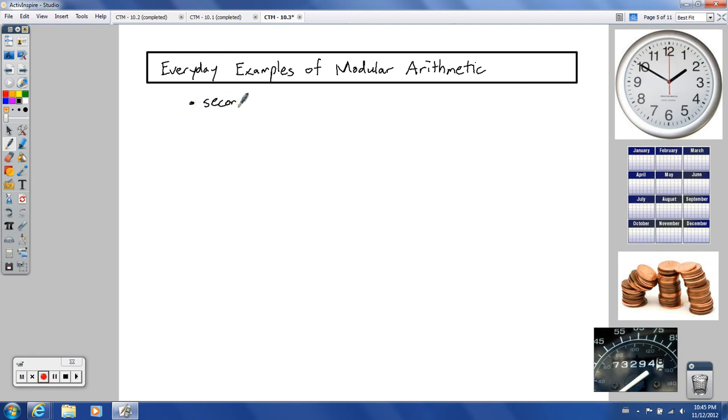So seconds in a minute. Seconds in an hour, not yet. We could do that too, I suppose, but in a minute is what I meant to write. So seconds in a minute. This would be mod 60, because there's 60 seconds in a minute. So if you had 92 seconds, that would be 1 with a remainder of 32. So you're thinking of it like that. So minutes in an hour.